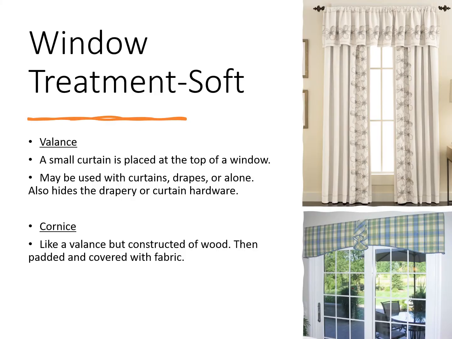The next soft window treatment is valance. Valance is a small curtain that is placed at the top of a window. It may be used with curtains, drapes or alone. It also hides the drapery or curtain hardware. The second one is cornice. It is like a valance but it is constructed of wood. The wood is then padded and covered with a fabric.